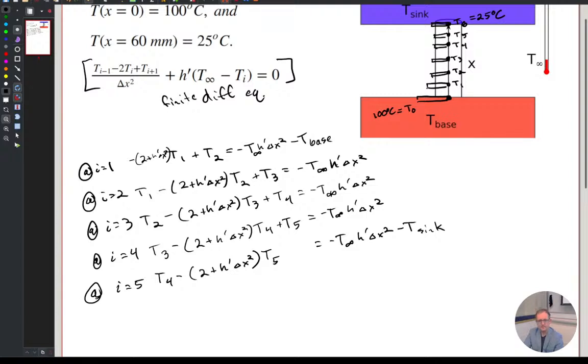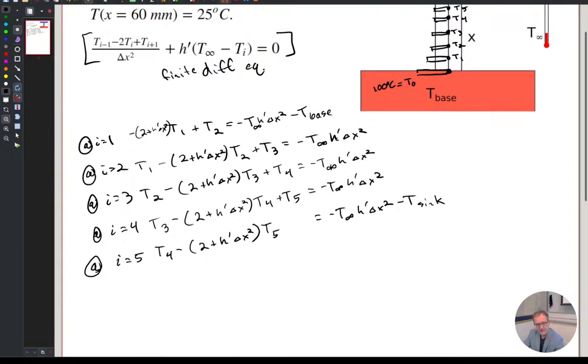Because that's the main thing: if the fin is attached there and it's in steady state, then there can't be a temperature difference between T6 and the heat sink. Same thing at the base, they've got to be the same temperature. And these are the 5 equations that I'm trying to solve to figure out what the temperatures are throughout the fin.